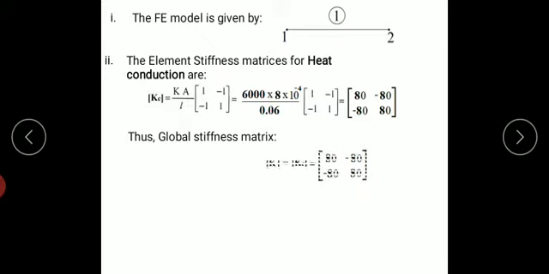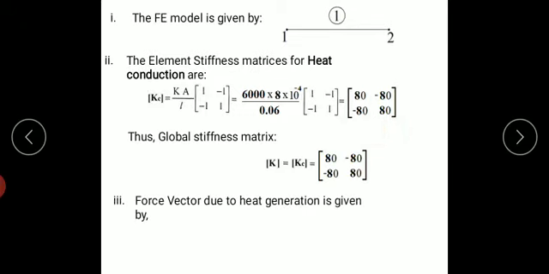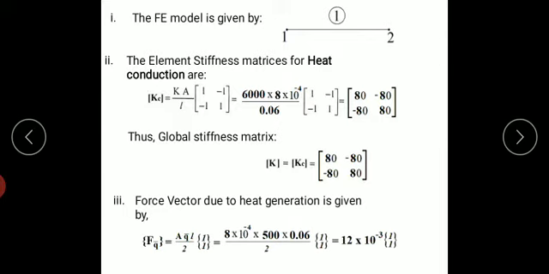Next, the global stiffness matrix remains the same as element 1, because I have only one element. Now the force vector due to heat generation. Here is the formula for the force vector, which I have specified in the points to be remembered, that is the seventh point. F Q dash is equal to A Q dash L by 2 times 1 1. Here I am substituting the area 8 into 10 raised to 4, into 500, into 0.06 divided by 2.